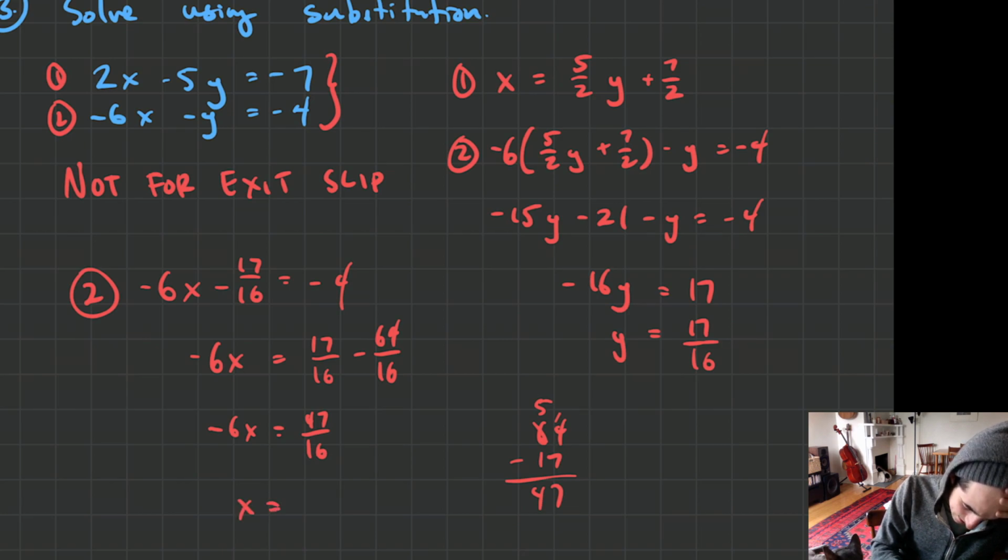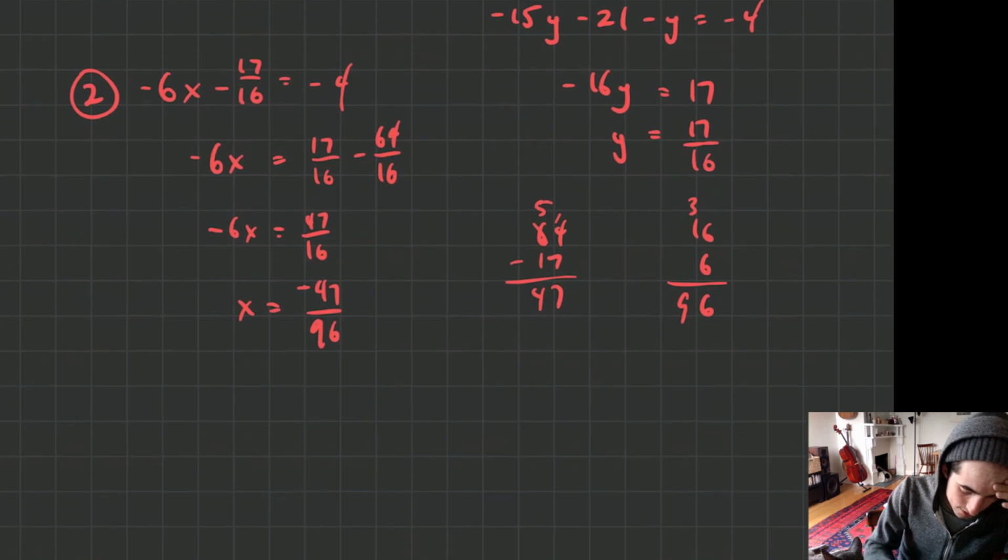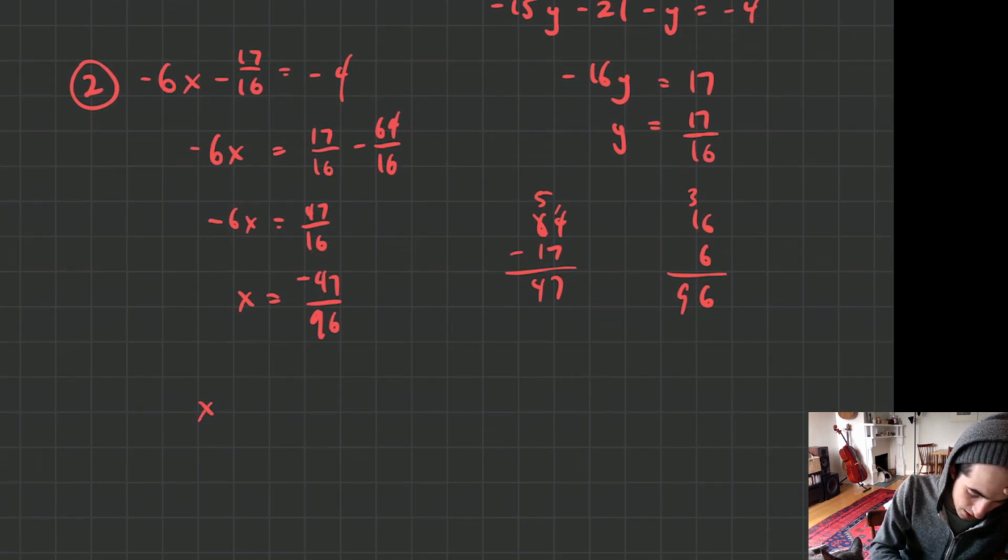So x is equal to, 16 times 6, that's 96. So I've got negative 47 over 96. Yuck. What a gross system. So this one, I don't know if you actually got this. I'm surprised no one complained. The solution for x, y is going to be negative 47 over 96, comma, 17 over 16.